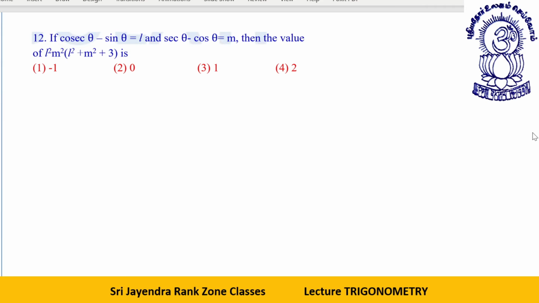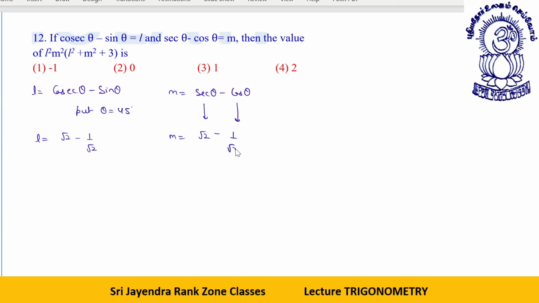The next question is a very good one. You have cosec theta minus sine theta is equal to L. Let's say this is L. Okay. Then M is equal to sec theta minus cos theta. Then the value of L square plus M square plus 3 is required. I will say put theta is equal to 45 degree. L will be what? Cosec 45 is root 2, sine 45 is 1 by root 2. M will be sec 45, root 2.